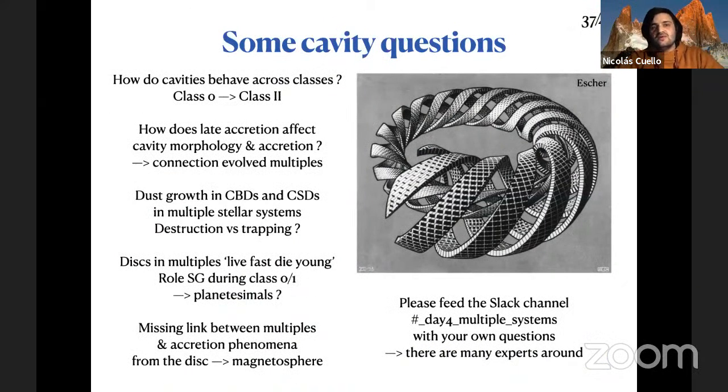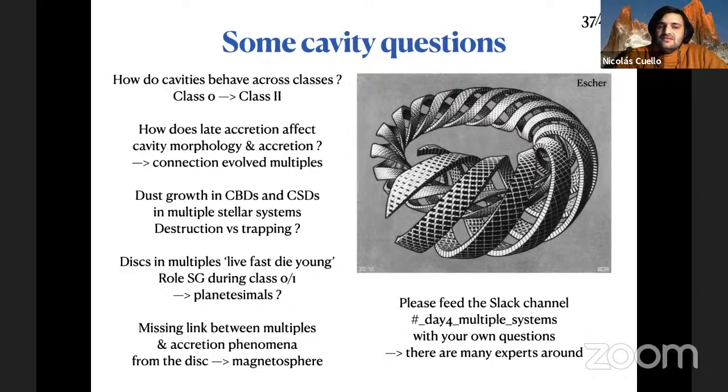And before we leave, some open questions. We need to understand how cavities behave across classes. That's a main important point. Then how does late accretion affect the cavity morphology and the accretion onto the stars? And there is also the problem of dust growth in circumbinary and circumstellar disks. This competition between destruction, trapping, and growth we need to understand better. And disks in multiples, we know that they live fast and they die young.